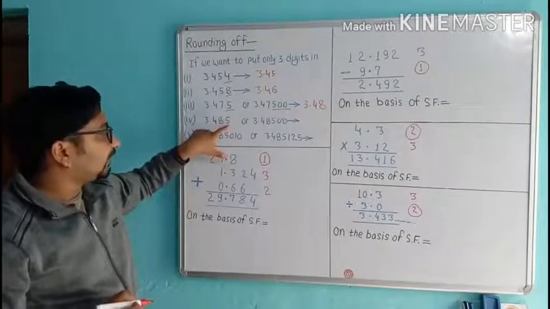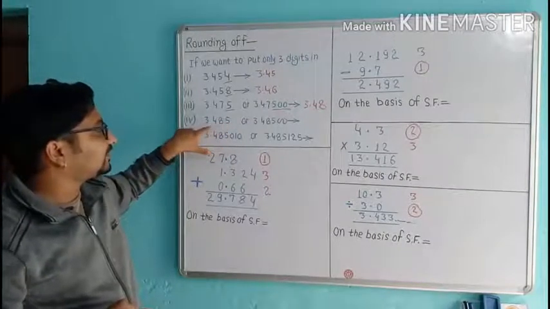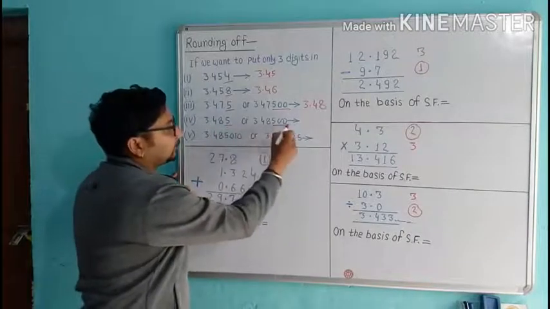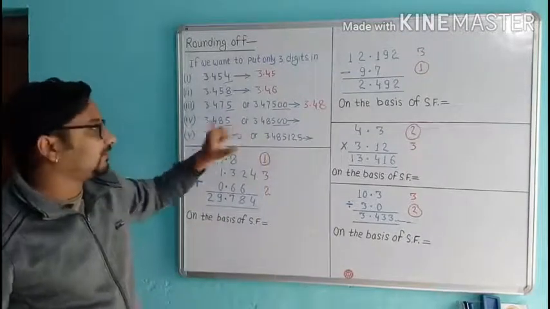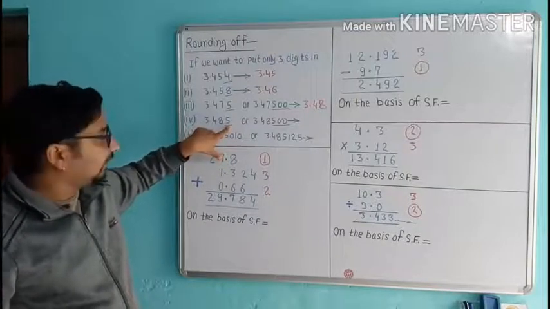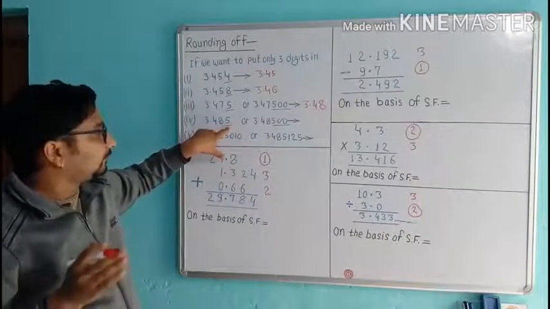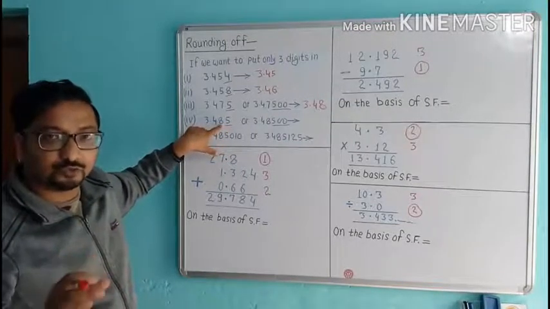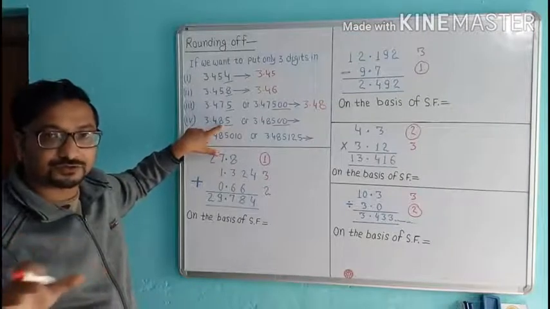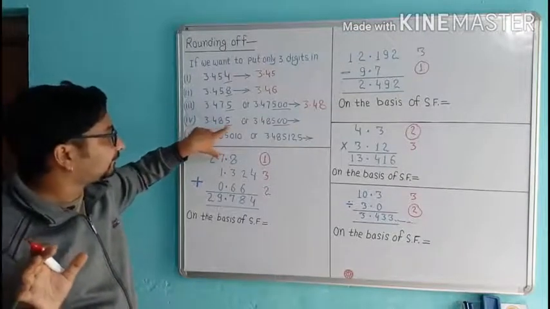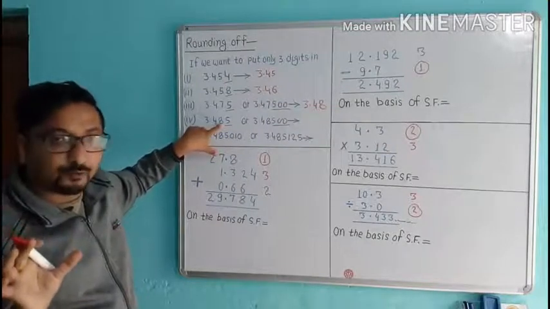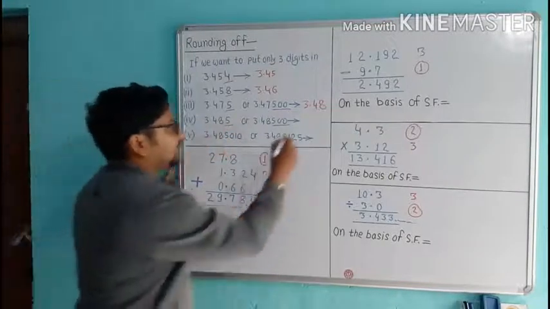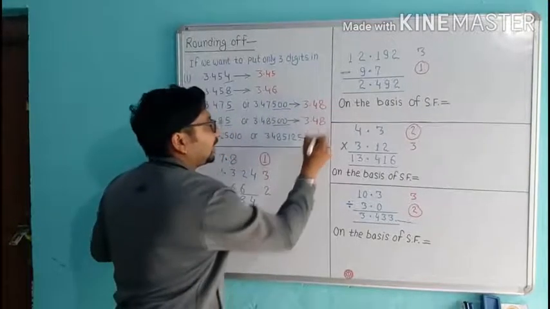Now next, if we want to put only 3 digits in this number, that means we want to remove this 5 or 500. Since before 5 we have an even number 8. We know that 2, 4, 6, 8 are even numbers. If an even number comes before the 5, then we just remove the 5 digits. Its rounding off becomes 3.48.